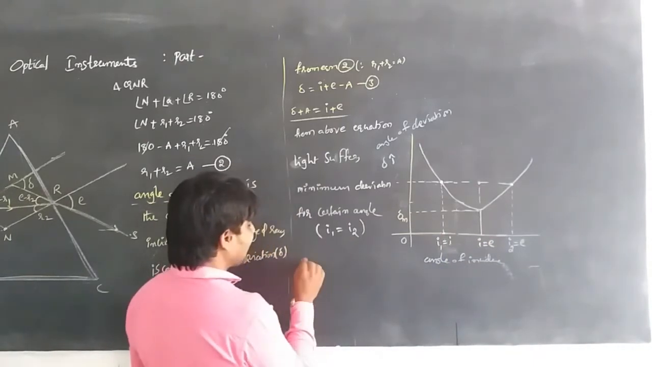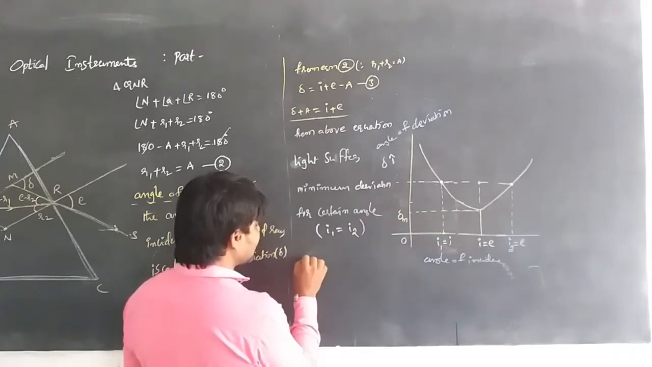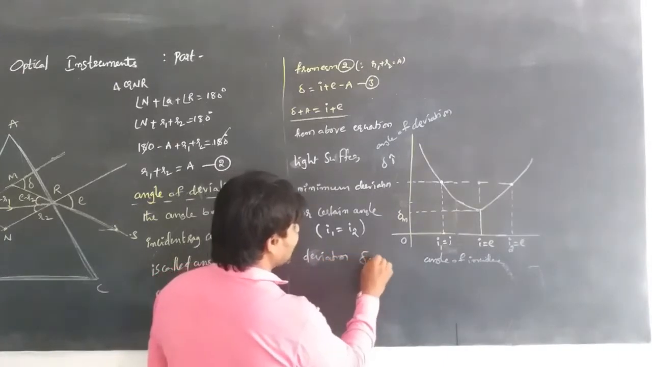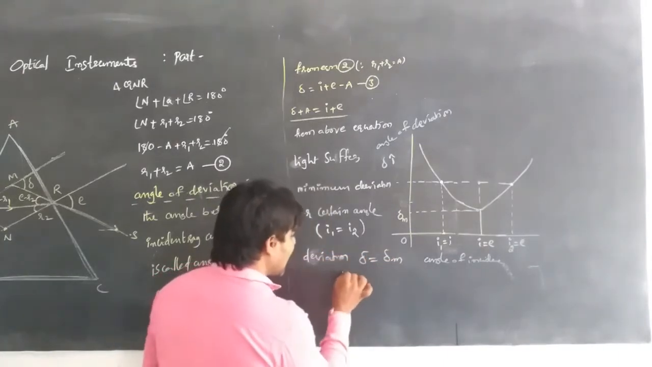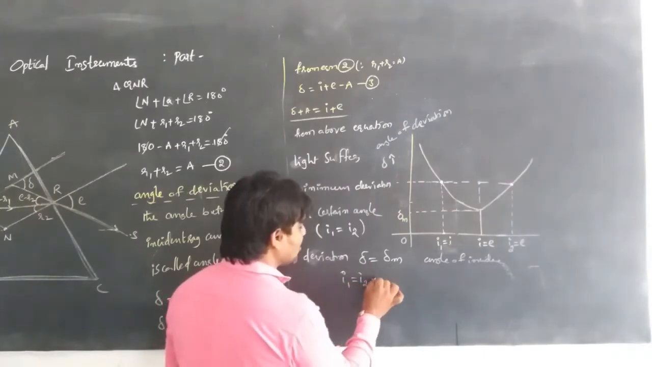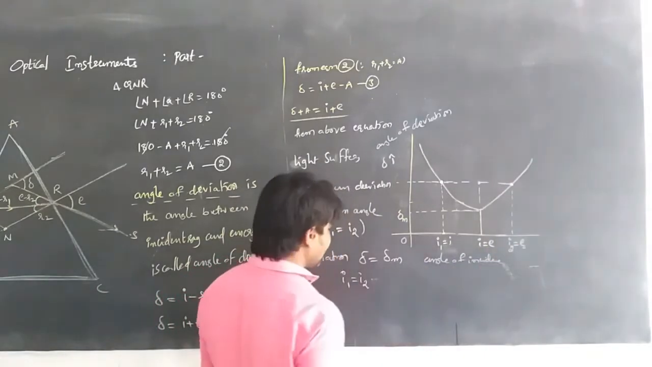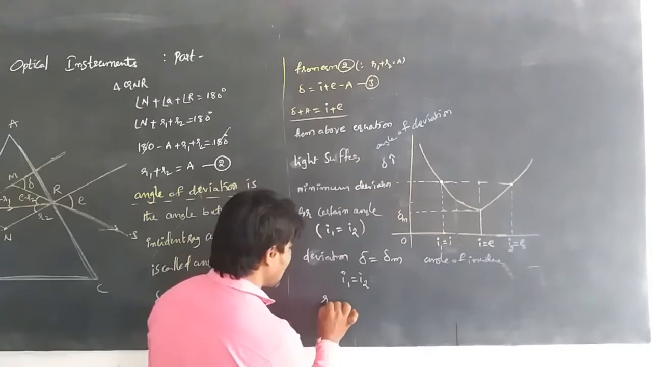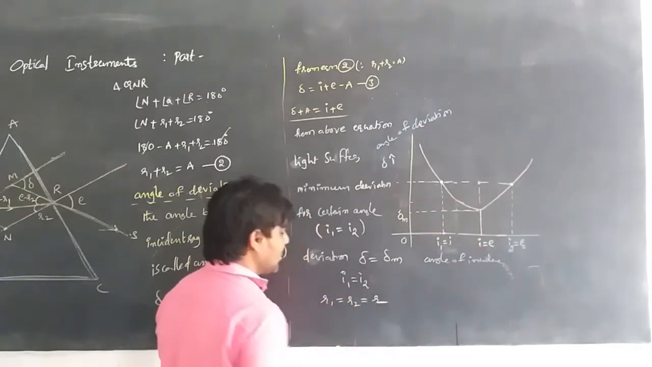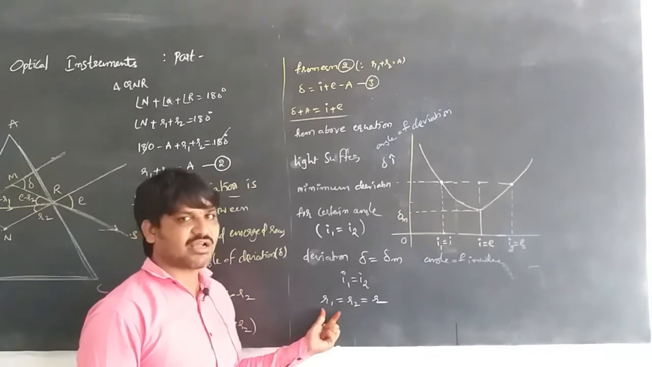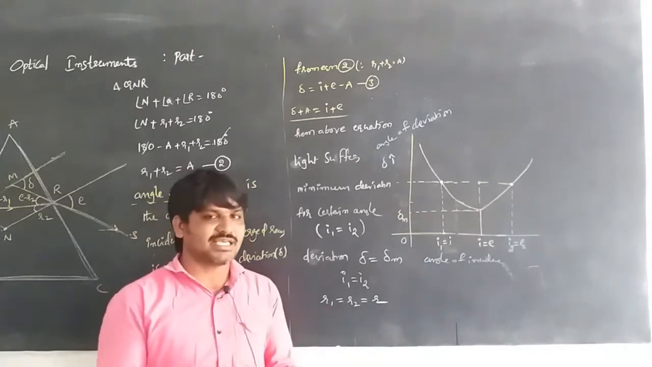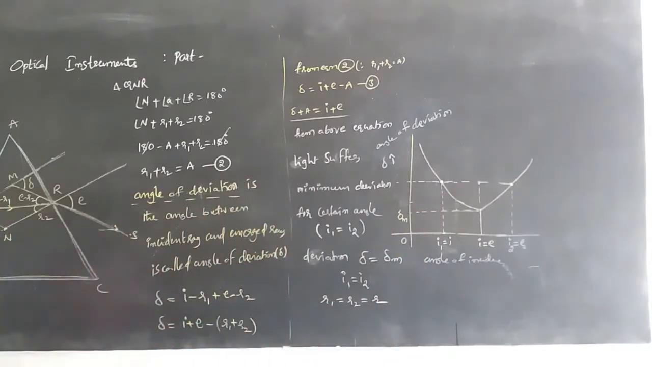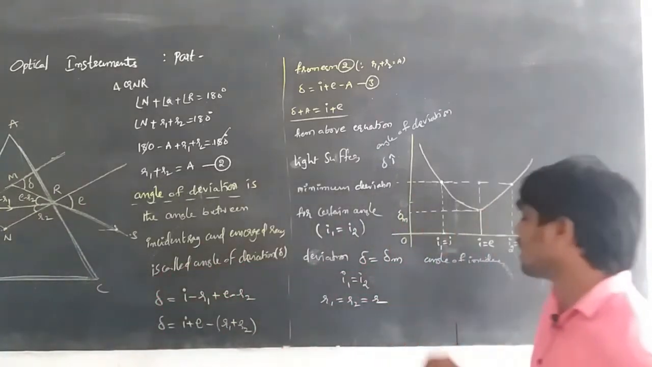So from that we can write the deviation delta is equal to delta m, then I1 is equal to I2, that is equal to I, and also we can write that R1 is equal to R2 is equal to R. That means the angles of refraction R1 and R2 will be the same at minimum deviation.